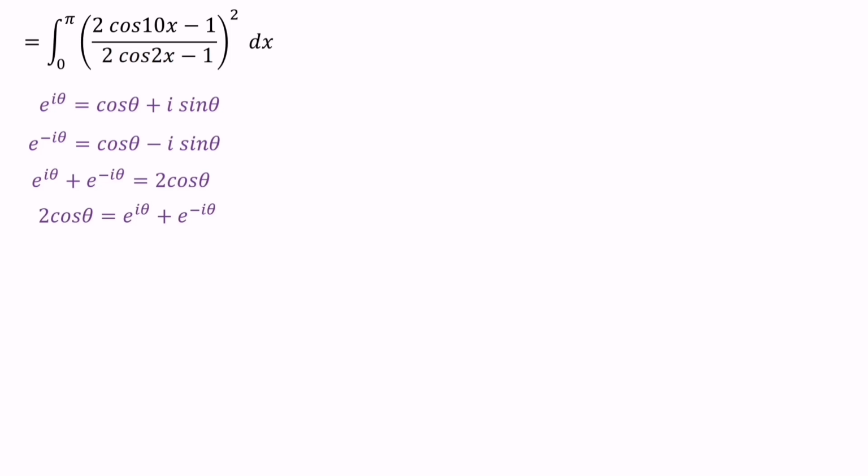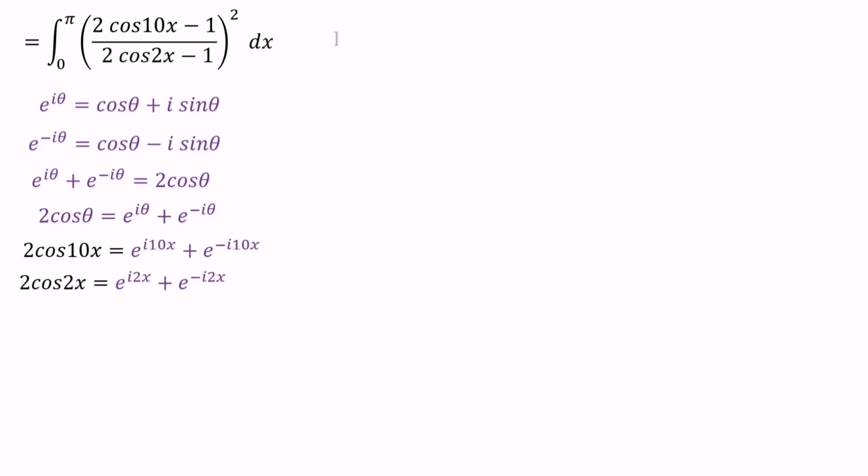In this question, we need the 2 cos 10x and 2 cos 2x terms. 2 cos 10x we can write as e to the power of i 10x plus e to the power of minus i 10x. Similarly, 2 cos 2x we can write as e to the power of i 2x plus e to the power of minus i 2x. Using these e terms and the imaginary unit i, the simplification process is very complex. So we need to convert these terms to a simple form.